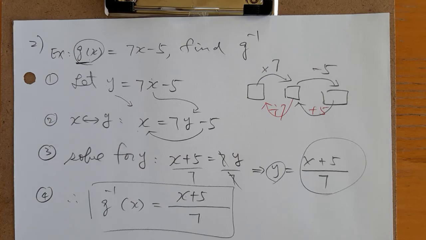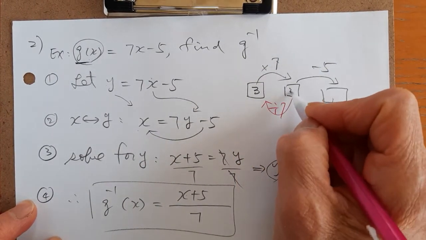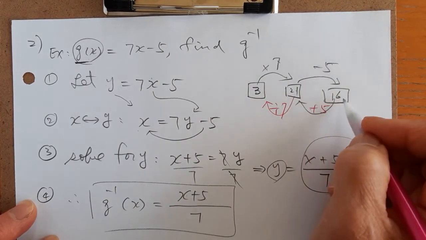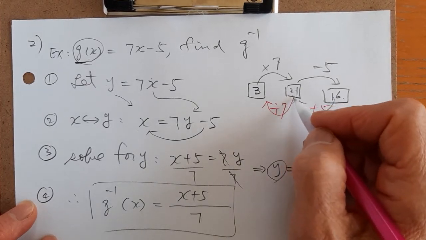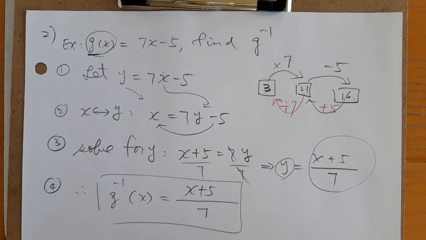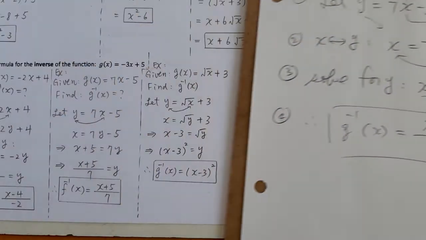Let's see, like 3. 3 times 7 is 21. 21 minus 5 is 16. Then the inverse: 16 plus 5 gets 21, and 21 divided by 7 goes back to 3. So that's how to find the inverse function.